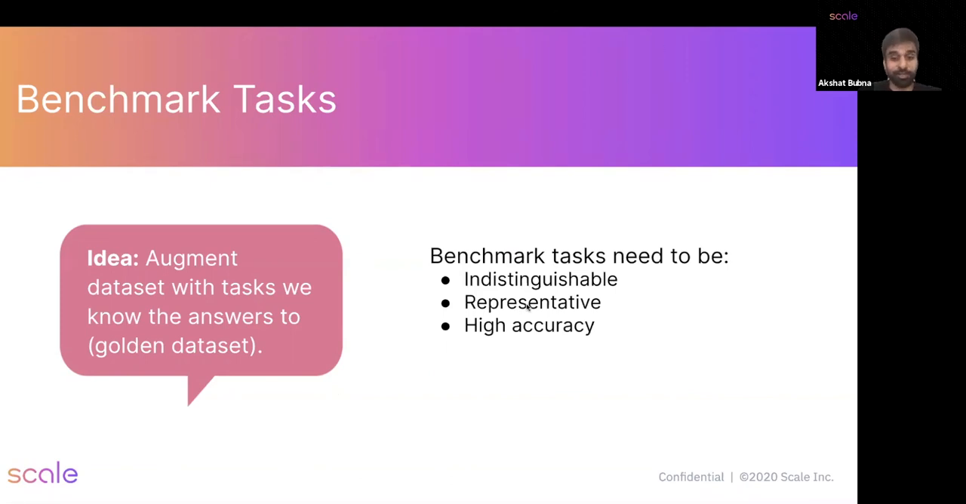We also want benchmark tasks to be representative. If all of our benchmark tasks are really easy, then we don't actually get a good assessment of how taskers are doing on the actual tasks we're giving them, which are much harder. And of course, the benchmark tasks have to be really high accuracy. That kind of circularly goes back to the fact that you need high accuracy ground truth for data labeling.